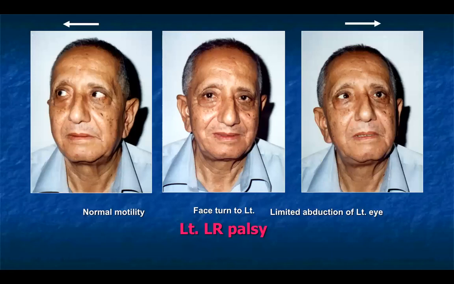This man has left lateral rectus paralysis. He's acquiring a left face turn, which is a face turn in the direction of action of the paralyzed left lateral rectus, to move the eyes into right gaze. So the picture in the middle shows a left face turn. In the first picture, there's normal motility on gaze to the right, but in the picture on the right-hand side, there's limited abduction of the left eye due to left lateral rectus palsy.